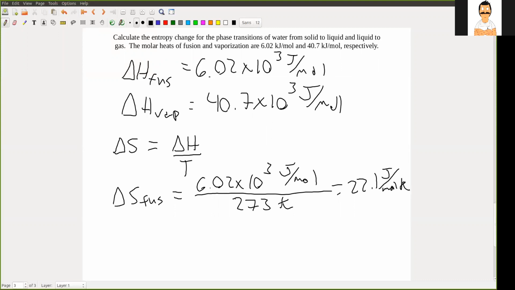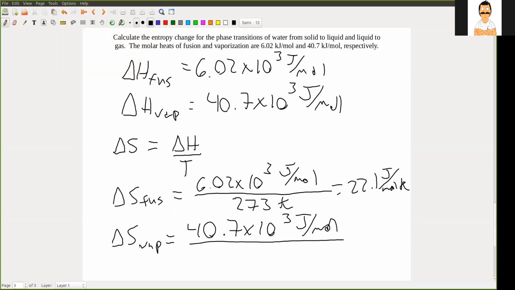And you'd expect it to be positive because you're increasing the number of microstates as you transition from a solid to a liquid. And similarly, as you transition from a liquid to a gas, the number of microstates will increase. So again, we're looking at a positive figure, and 40.7 times 10 to the third joules per mole over the boiling temperature of water, which would be 100 degrees Celsius or 373 K.